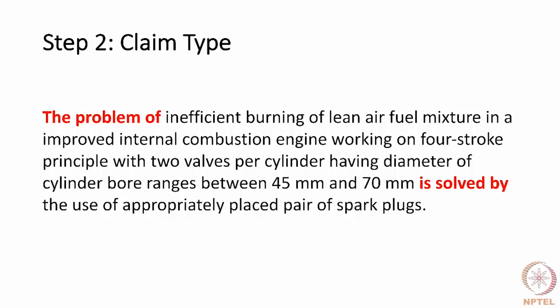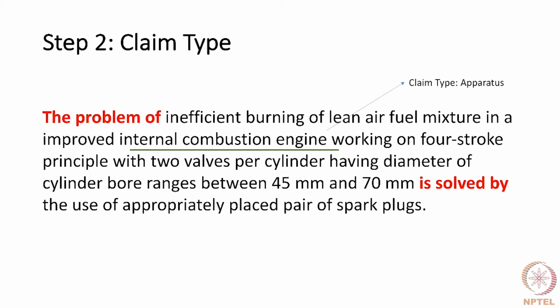Step 2, we choose a claim type. Claim type again will be what kind of claim you want. In this case, what is being claimed is an improved internal combustion engine of a particular type. So not all internal combustion engines can be claimed. The improvement to the internal combustion engine is as Bajaj has described, that you will see when you look at the main claim towards the end. So this is what we call the claim type.